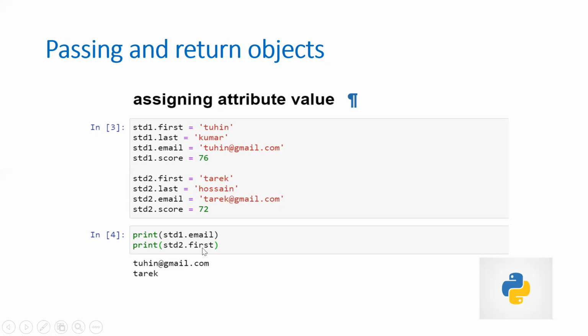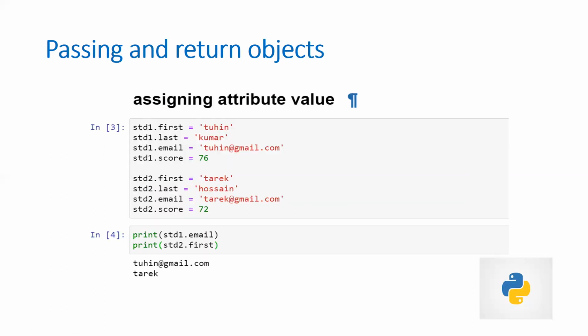std2.first. That means the first name of object 2. What was that? It was Tarek. So the second print statement printed Tarek. That means this is how we can return the object's value, the attribute of objects. In this portion I just pass the value, and in this portion I just return the objects.